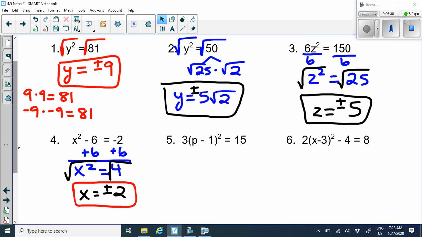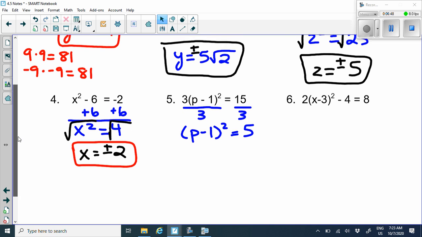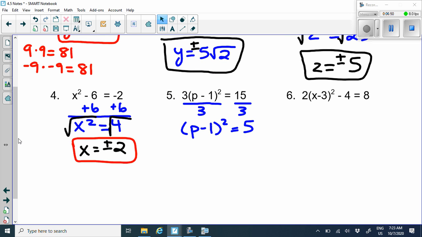So in order to do this, we notice we have a 3 in front of it. We're going to divide both sides by 3. So now I have p minus 1 squared equals 5. So now p minus 1 is what I call the base. Since that is all by itself, we can take the square root on both sides. So the square root cancels, we get p minus 1.